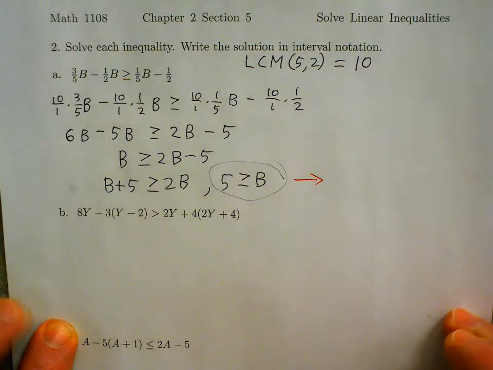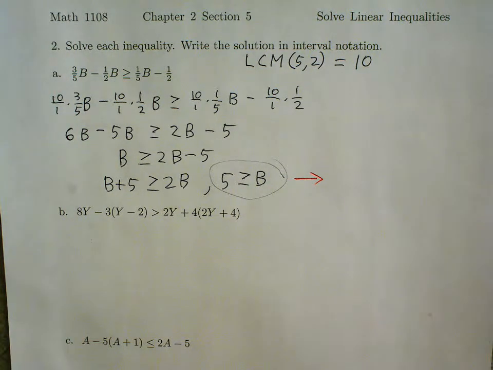It might seem more natural to have the letter b on the left-hand side instead of the right-hand side. And we can do that. If 5 is greater than or equal to b, what is that equivalent to if I want b on the left-hand side instead of the right-hand side? So inequalities can be read from left to right or right to left. Well, you know, even equations can be read from right to left.